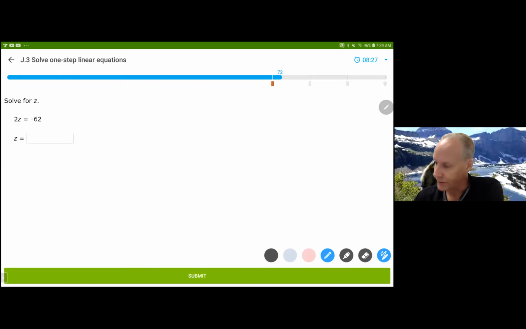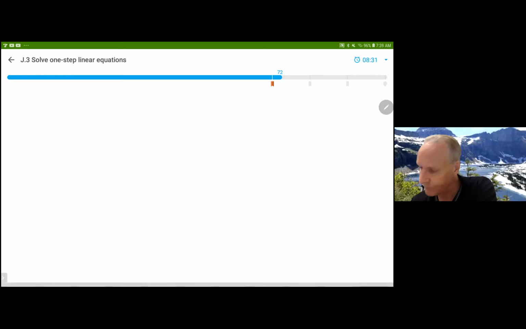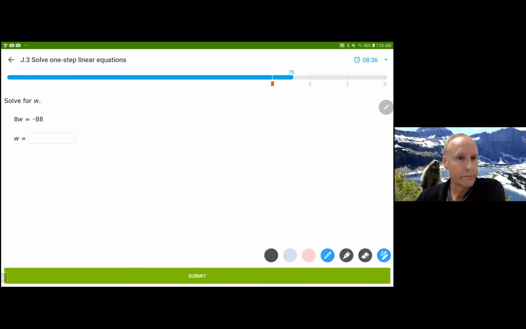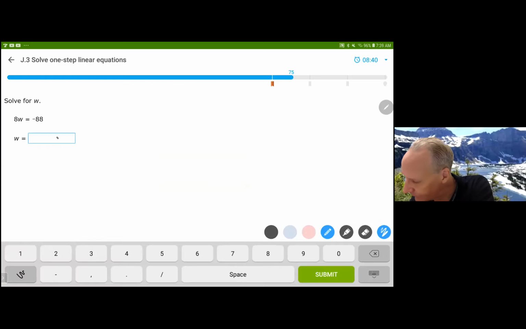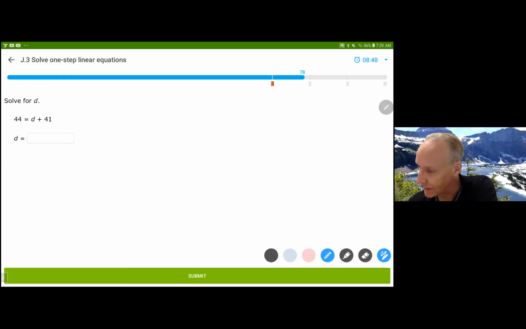I'm going to divide by 2 and get negative 31. I'm going to divide by 8 and get negative 11. I'm going to subtract 41 on both sides and get 3. Notice that the D is on the right side rather than the left, but it doesn't matter. Again, it doesn't make any difference which side you're on.